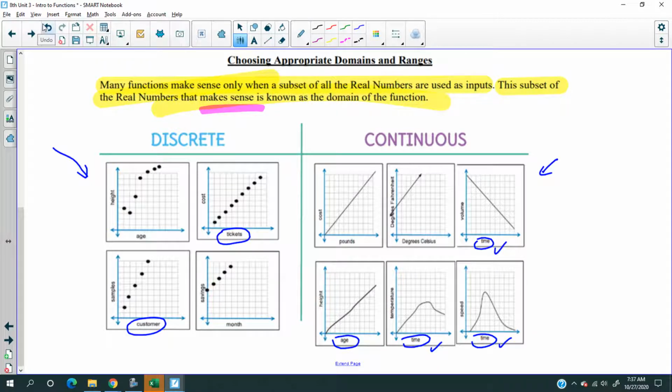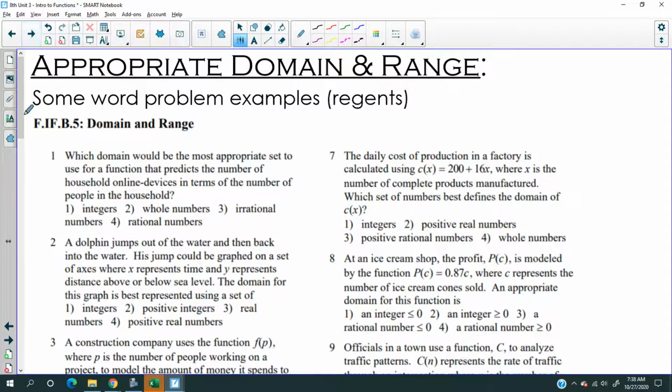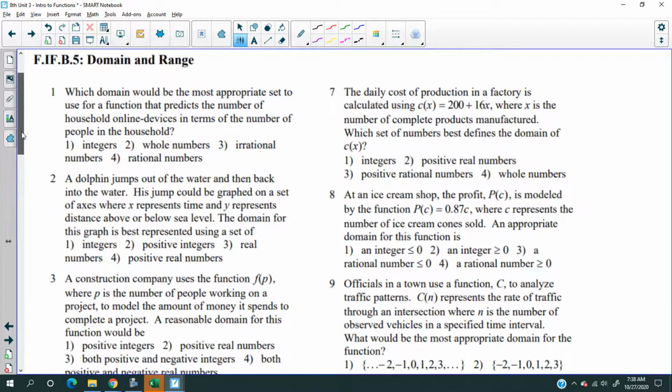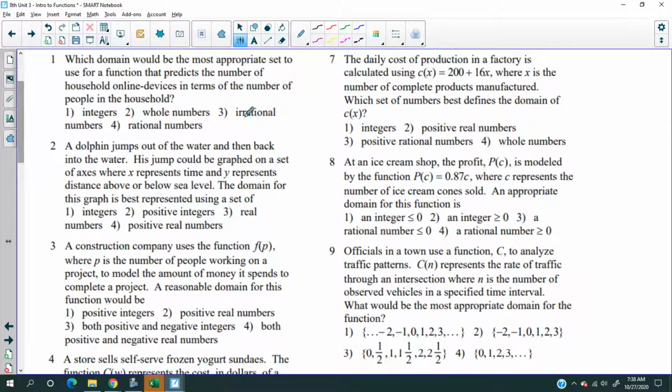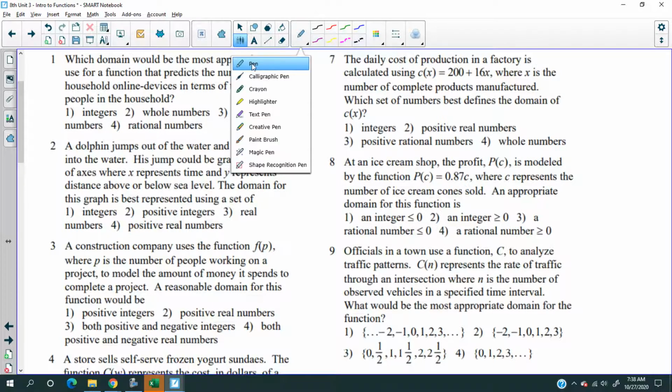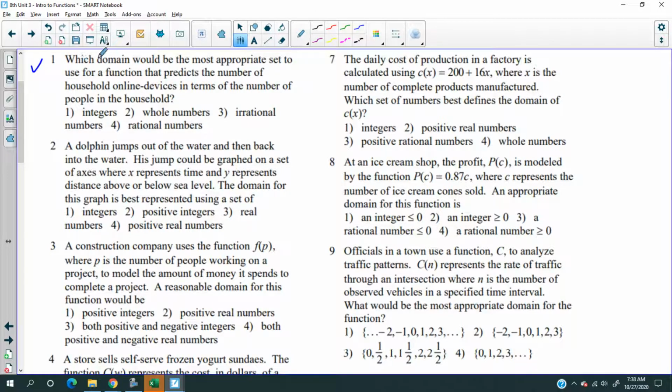Let me get the lights. So let's take a look at some examples, okay? So let's go over one with you guys, all right? So, number 1, I'll read. All right, which domain, so that's the x value, by the way, okay? The x value.